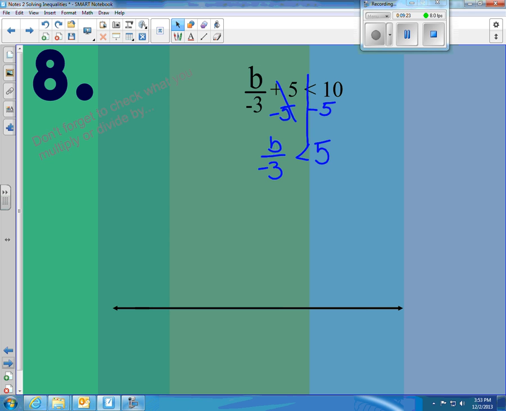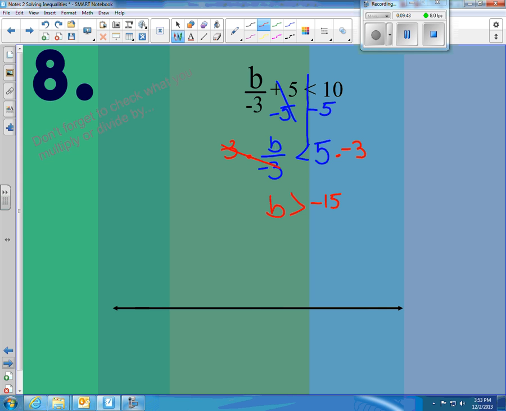Step 4, use multiplication or division to cancel the coefficient. Now we need to get rid of that divide by negative 3. So the opposite of dividing is going to be multiplying. So we're going to multiply on both sides by a negative 3. We have our b. 5 times negative 3 gives us negative 15. Remember, we multiplied by a negative, so we're going to change that inequality sign to face the other direction.